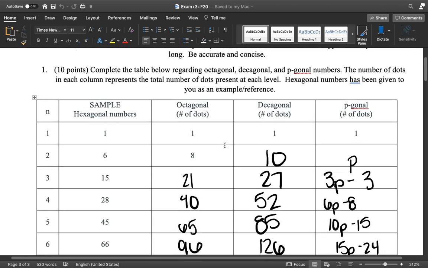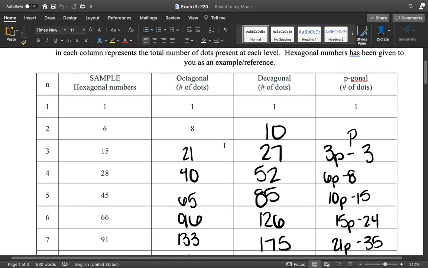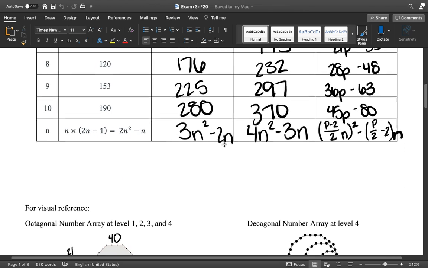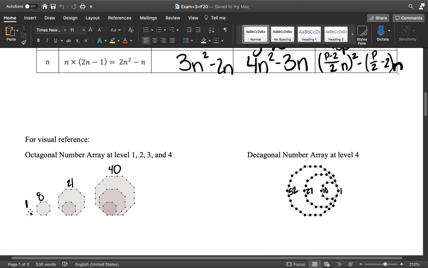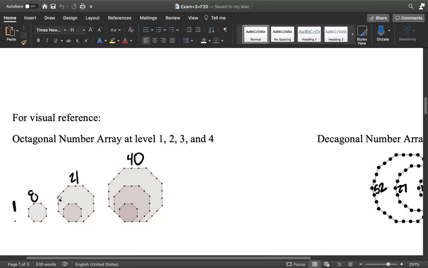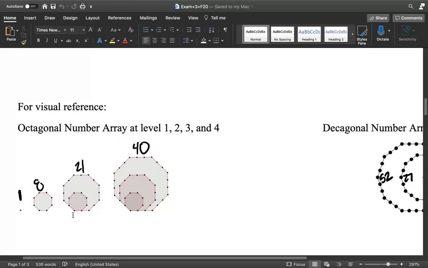All right, so for question 1, we have our octagonal chart. I used the visual references down here and found that, overlapping, we would always have dots from each of our octagons that would be repeated. And so for level 1, it was this one in the corner. For level 2, at level 3, it would be this one, and then these 3. And then at level 4, it would be all of these here.